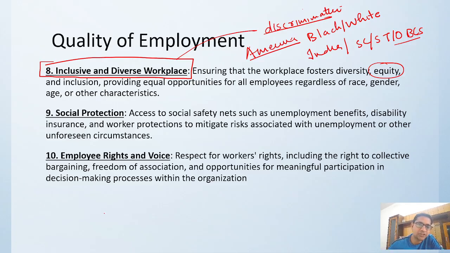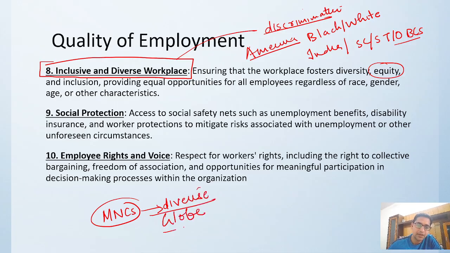There are a lot of multinational companies, MNCs, which have a very diverse culture. They have people from the whole globe, so these are multicultural companies. Then, whether you are getting social protection, like health insurance and disability insurance, because if you are working in a factory where there is hazardous work, you may get disability insurance also, worker protection, and pension funds, so that they can mitigate the risk.